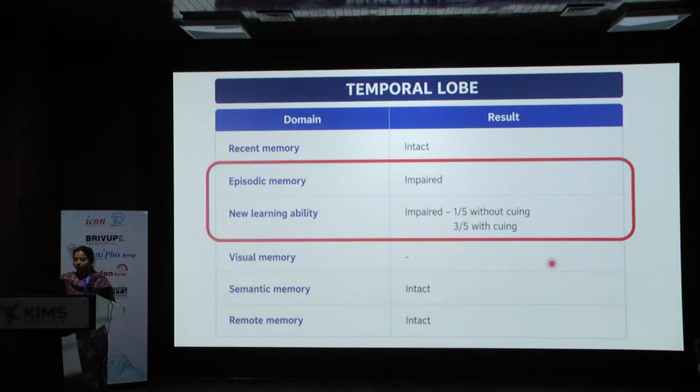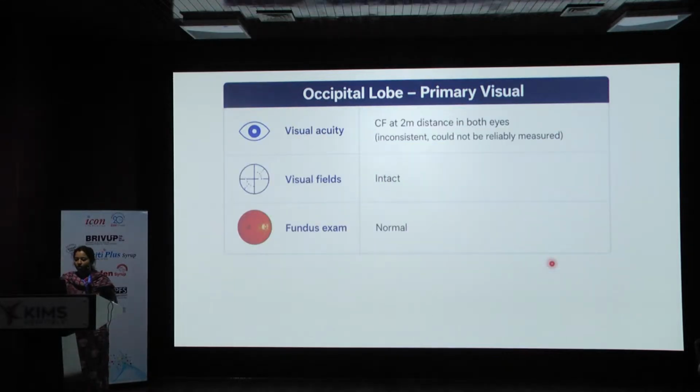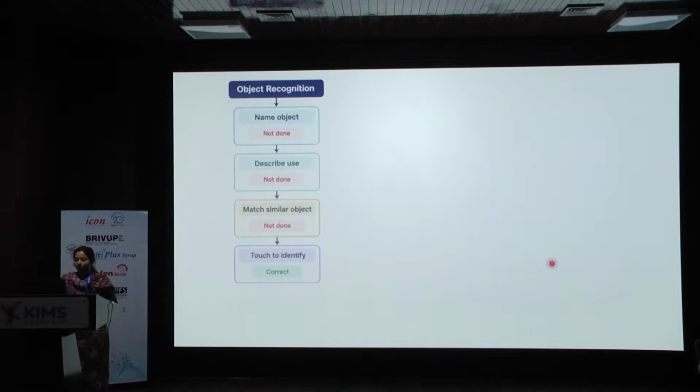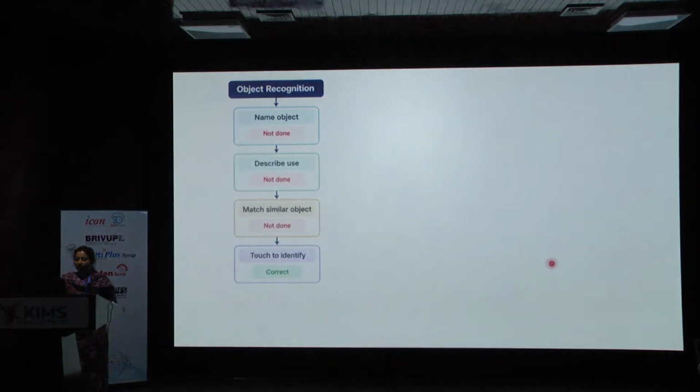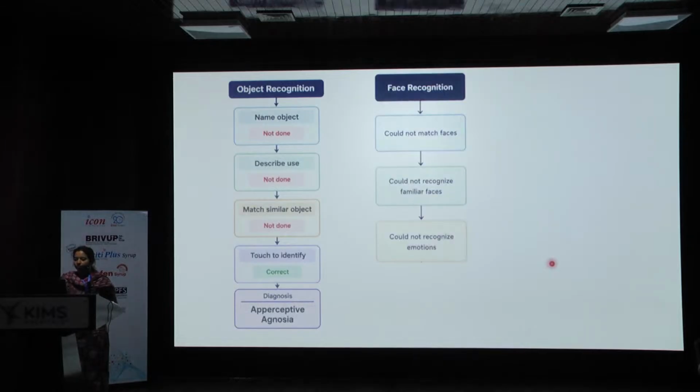Coming to the remote memory, her fields were intact and she was unable to describe its use or match it with a similar object. We gave her a pen actually, but upon touching, she was immediately able to identify it. So this points towards apperceptive agnosia. Then we showed her faces. She could not match similar figures and she could not identify familiar faces. So it is apperceptive prosopagnosia.